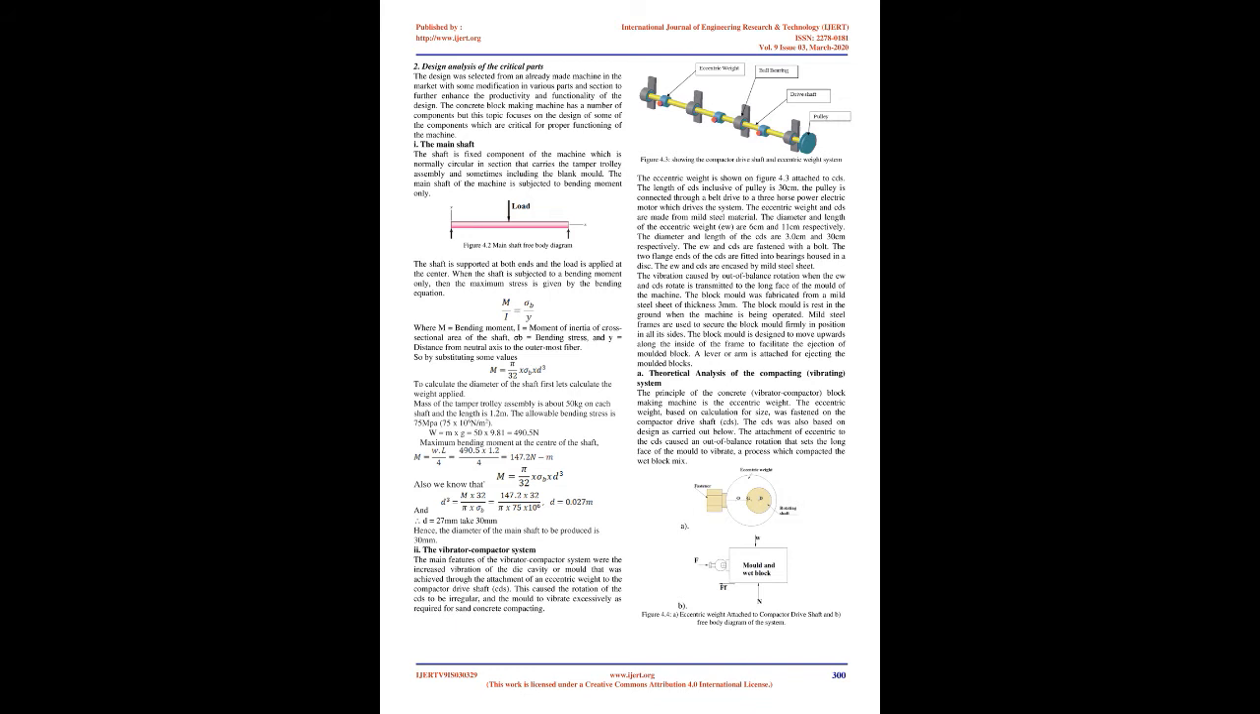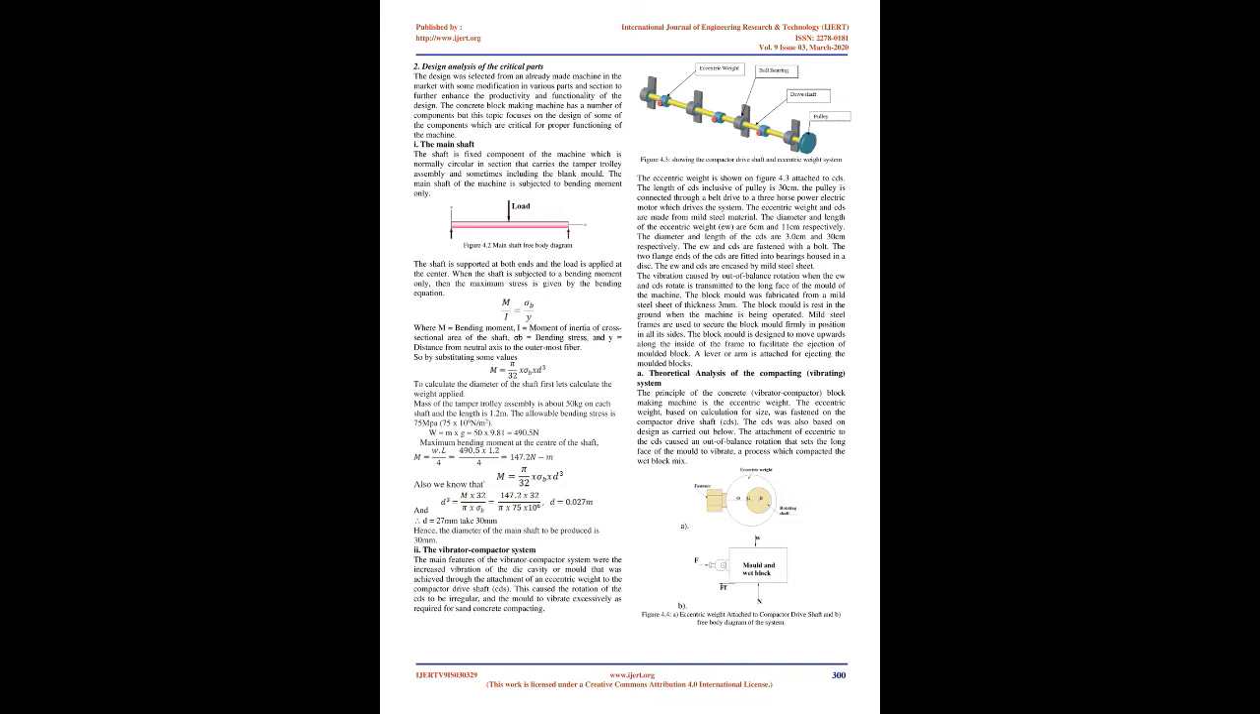The length of the CDS inclusive of the pulley is 30 cm. The pulley is connected through a belt drive to a 3 horsepower electric motor which drives the system. The eccentric weight and CDS are made from mild steel. The diameter and length of the eccentric weight, U, are 6 cm and 11 cm respectively. The diameter and length of the CDS are 3.0 cm and 30 cm respectively. The U and CDS are fastened with a bolt.